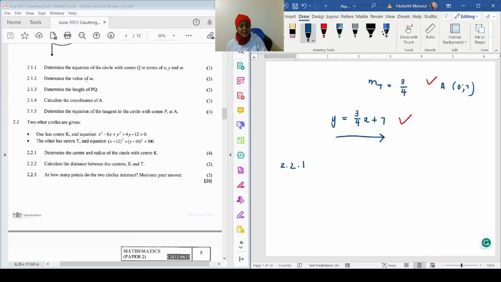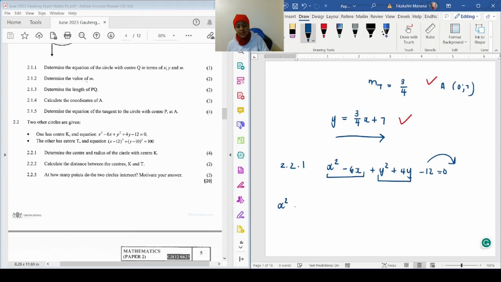So let's look at it. We have equation x squared minus 6x plus y squared plus 4y minus 12 is equal to 0. Now I'm going to complete the square for x, and I'm also going to do it for y, and I'm going to take all the constants to the other side. That is the strategy. Okay, so let's start with x.